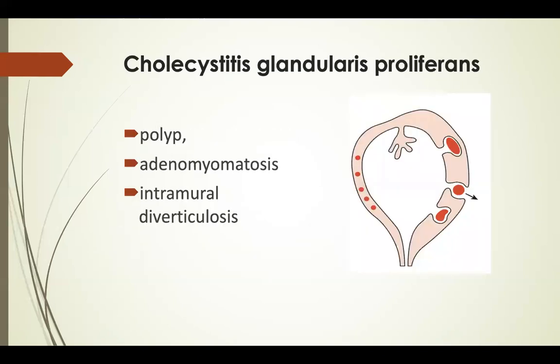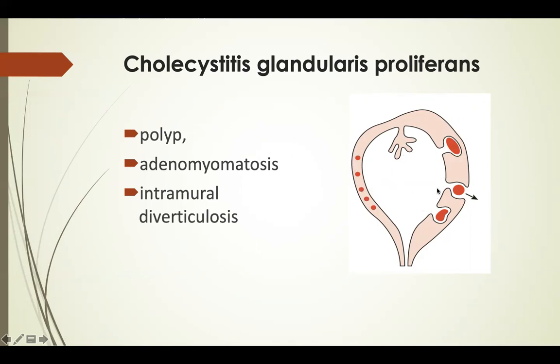Another condition is cholecystitis glandularis proliferans. These are again different conditions. You can see this is a polyp, and then there is an adenomatous intraluminal diverticulum. This is the polyp, and this is the intraluminal diverticulum, an outpouching. Sometimes this outpouching can give rise to fistula formation. And when there is outpouching and stasis occurs in that area, you can see stone formation.